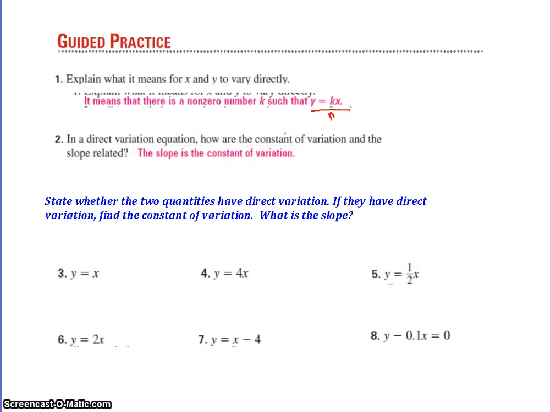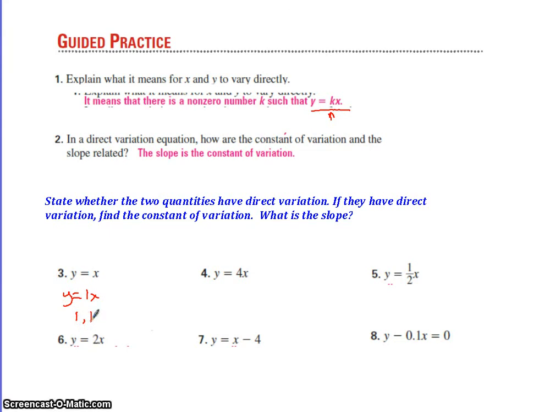Okay? State whether the two quantities have direct variation, and if they have direct variation, find the constant of variation. And what is the slope? Okay? Y equals x. So there actually would be a 1 in front of the x. So we'd say y equals 1x. We never write the 1 in front of the x, but the 1 is actually the constant of variation. So y varies directly with x with a slope of 1 and a constant of variation of 1. So the constant of variation is 1 and the slope is 1.